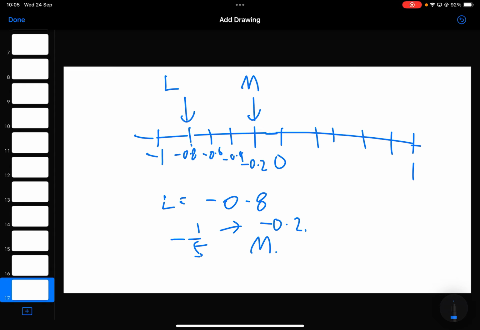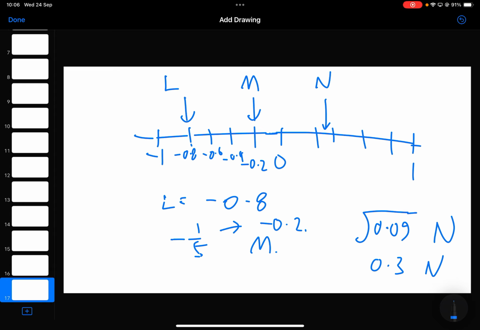If you are asked to indicate the square root of 0.09 and label it as N, what do you do? You press the calculator. What is the square root of 0.09? You get 0.3. Then you go to 0.3 and label it. Where is your 0.3? Very good. Here is 0.2, here is 0.4, so you go in between them. Then say this is N.